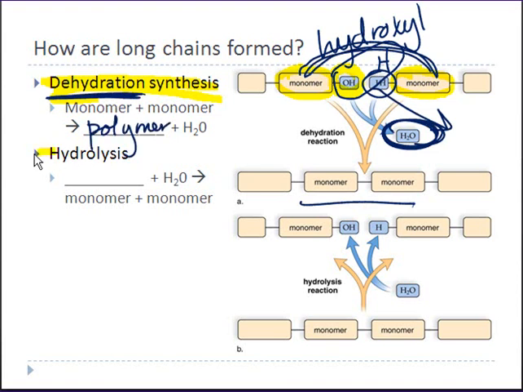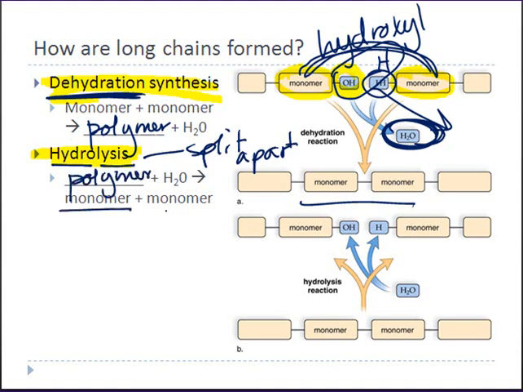Now, to reverse that process, I undergo something called hydrolysis. Hydro means water. Lysis means to split apart. So literally, I'm using water to split apart a polymer. So I have a polymer, I add water to it, and I end up getting 2 individual monomers. It's exactly the opposite of what we did in dehydration synthesis. Hydrolysis is what happens when we digest food.